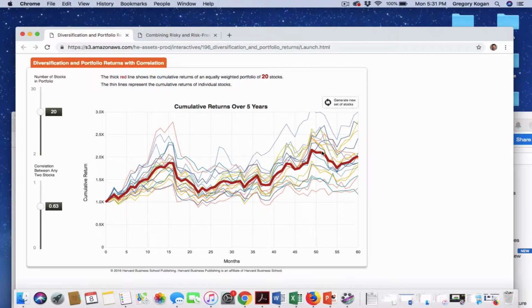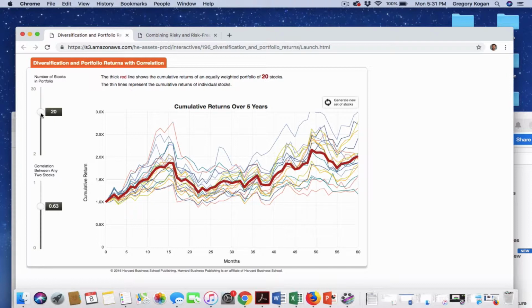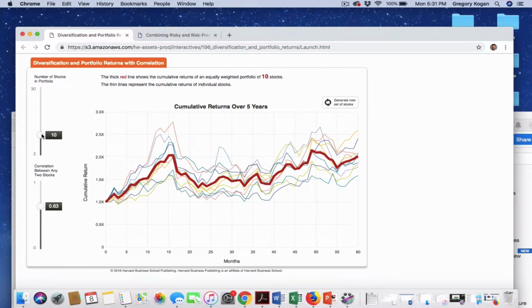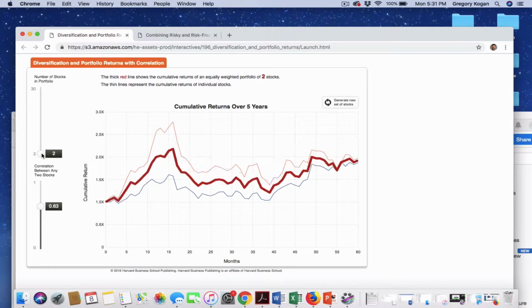And what we want to see is what happens when you have more stocks. When you have more stocks, notice that it doesn't matter so much for the total return. Once you go below 10 stocks, that's where it really matters. It changes quite a bit.